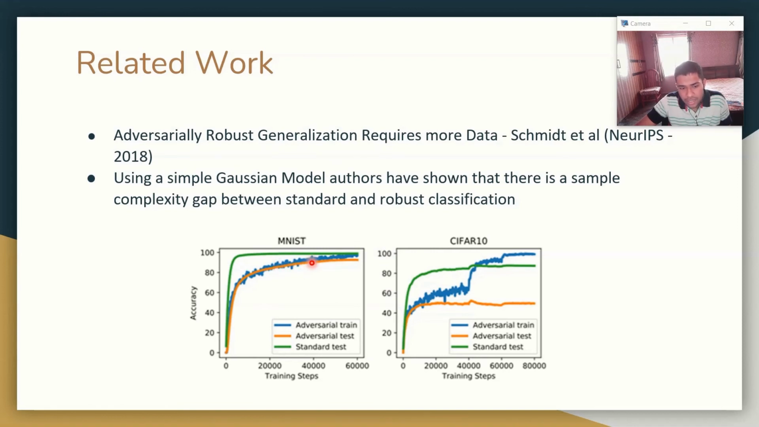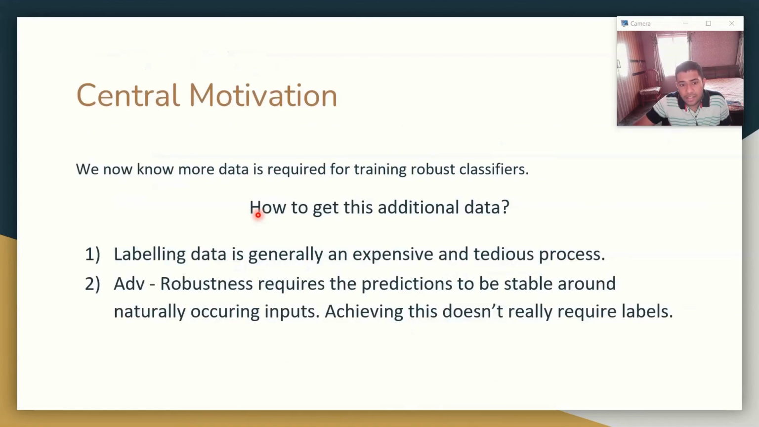So here we can see that there is a constant gap between the standard accuracy and the robust accuracy, no matter what the training steps are. This shows that for achieving more robust accuracy, we will require more data points as compared to achieving just a good amount of standard accuracy. So there is a sample complexity gap, in terms of robust accuracy requiring more data points. The authors of this paper, Schmidt et al., have shown this using these examples. They also theoretically proved it using a simple Gaussian model, that there is a sample complexity gap and that adversarially robust classifiers require more data for training.